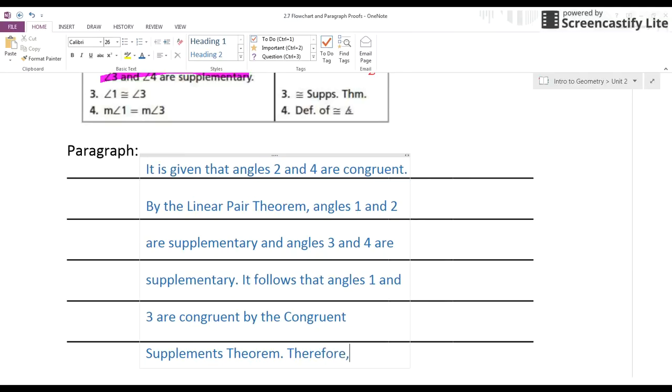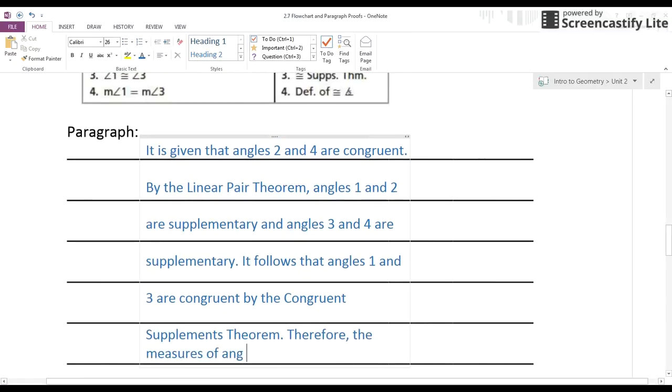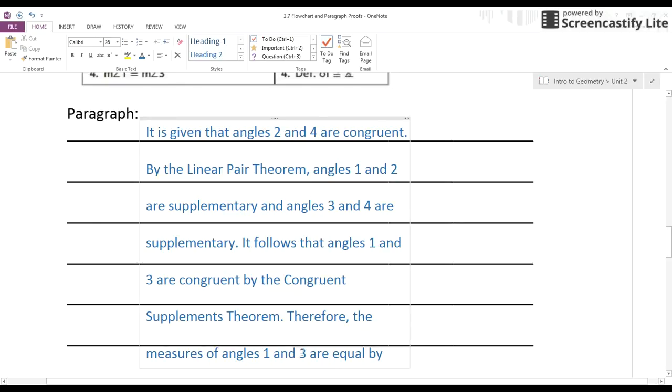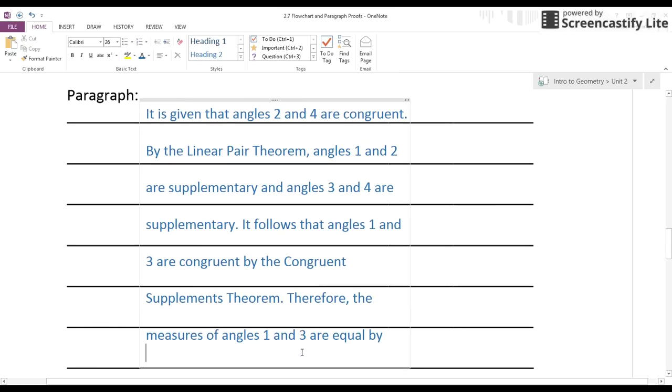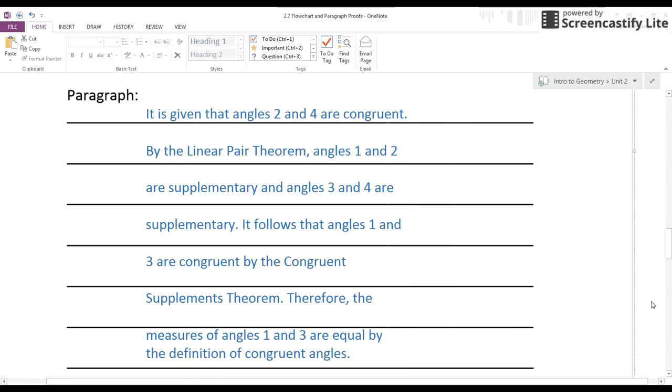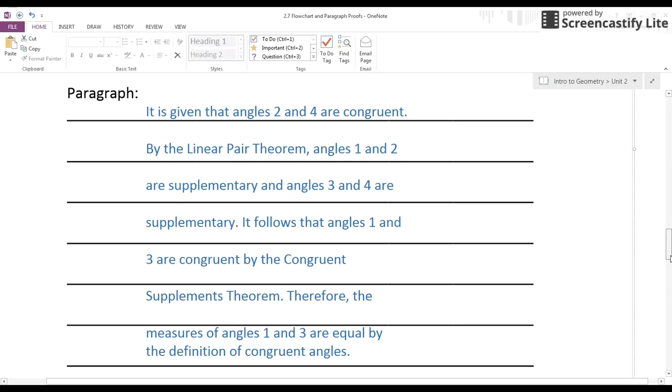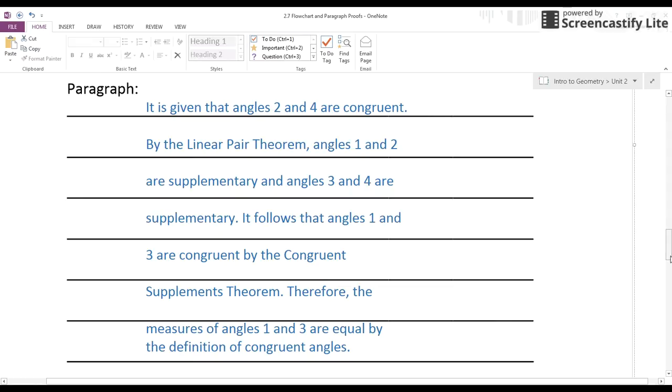Therefore, the measures of angles 1 and 3 are equal by the definition of congruent angles. Right? And there's an example of a paragraph proof. Sorry, I tried to space it a little more so you can see it in the white space. But you can see how it basically just takes statement 1, reason 1, as sentence 1, right?